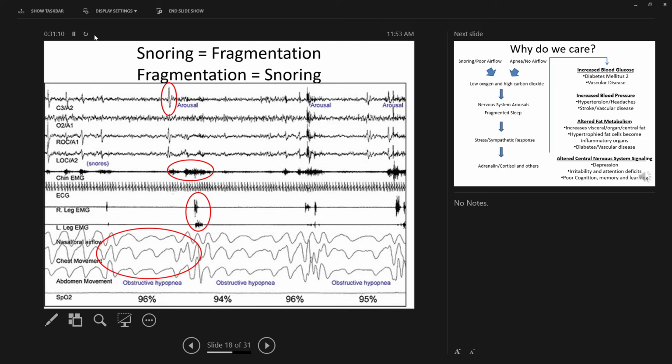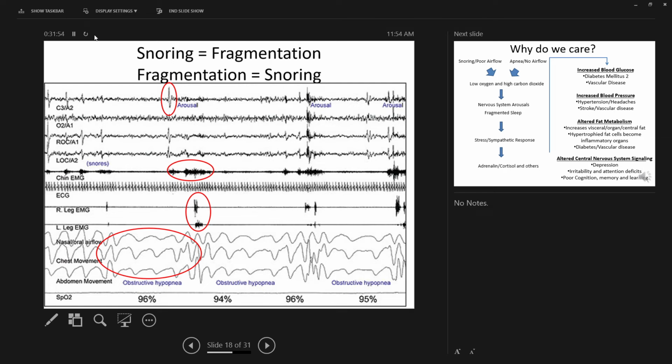Well, where did that come from? If we look down, you can see where it says nasal or oral airflow, chest movement, abdominal movement, and circled in red, that big circle, you can see that the nasal airflow decreased. And it looks like the chest and abdominal movement changed also. So when you see a decrease in airflow like this, it's not absent, so it's not an apnea, but it is lower than it should be. They call it hypopnea. So in this situation, there was an obstructive hypopnea that the brain recognized as a problem, and that caused that arousal in the brain.